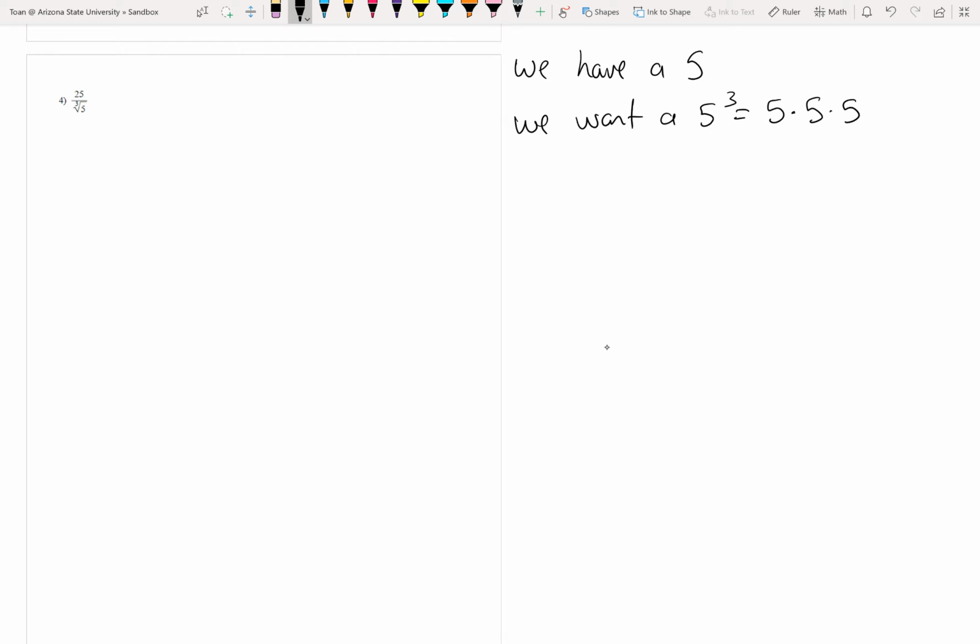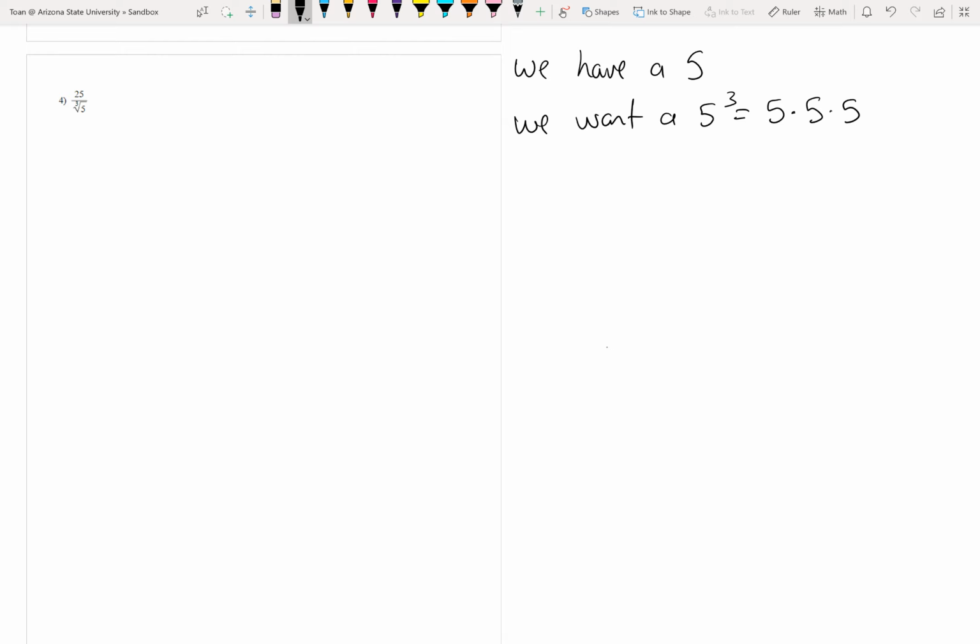Number 4 is the same concept, except we're dealing with a cube root instead of a square root, but the idea is still the same. We want to get rid of a cube root. What do we need? We need a perfect cube. So notice what we currently have inside the radical, just a 5. So the idea is this: we have a 5, and we want a perfect cube, 5 cubed, which, if you forgot, simply means multiply by itself 3 times.